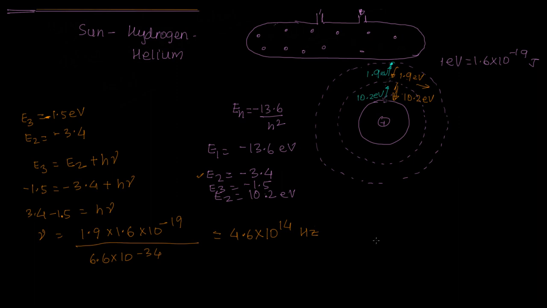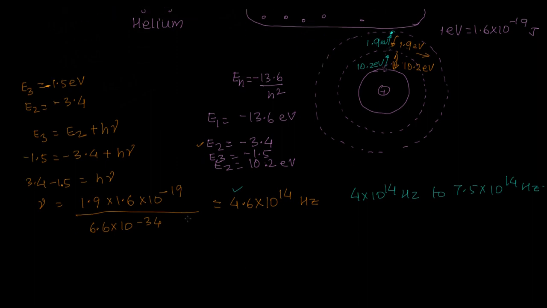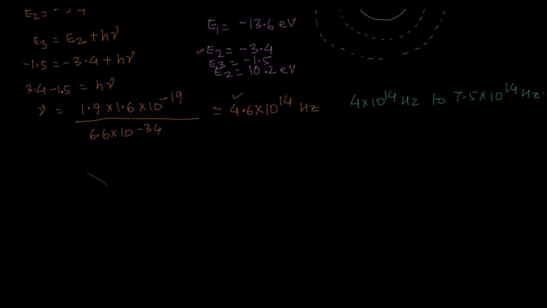Now, if you remember, the visible region has the frequency spectrum from 4 into 10 to the power 14 hertz to 7.5 into 10 to the power 14 hertz, right? We have done this in the earlier videos. So does this fall in the visible region? Yes. So what is being emitted will be in the visible region. It will be visible to you from 3 to 2. Let us try to find what happens when it falls from 4 to 2.